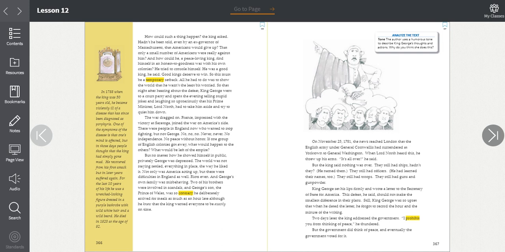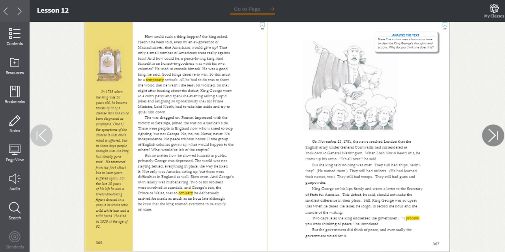On November 25, 1781, the news reached London that the English army under General Cornwallis had surrendered at Yorktown to General Washington. When Lord North heard this, he threw up his arms. "It's all over," he said. But the king said nothing was over. They still had ships, hadn't they? He named them. They still had officers. He learned their names, too. They still had troops. They still had guns and gunpowder.